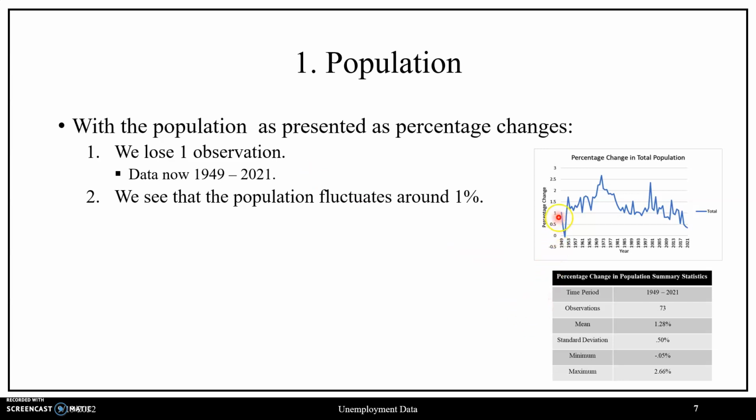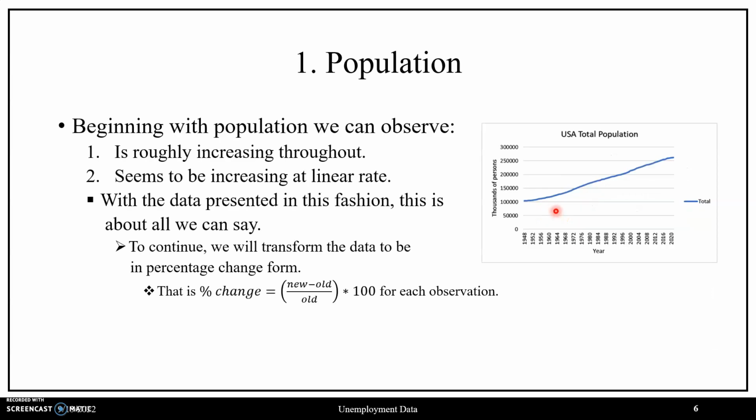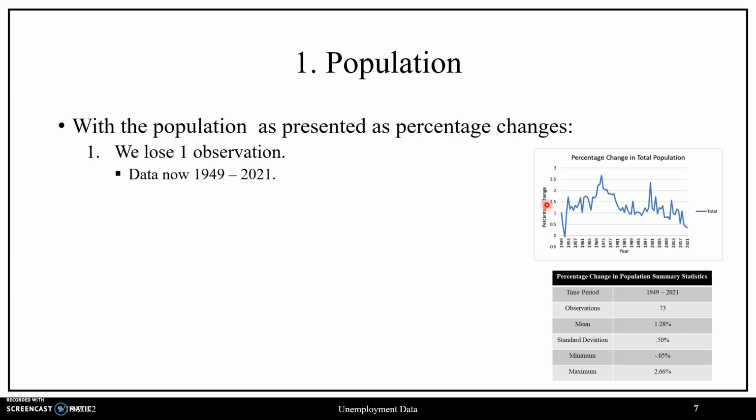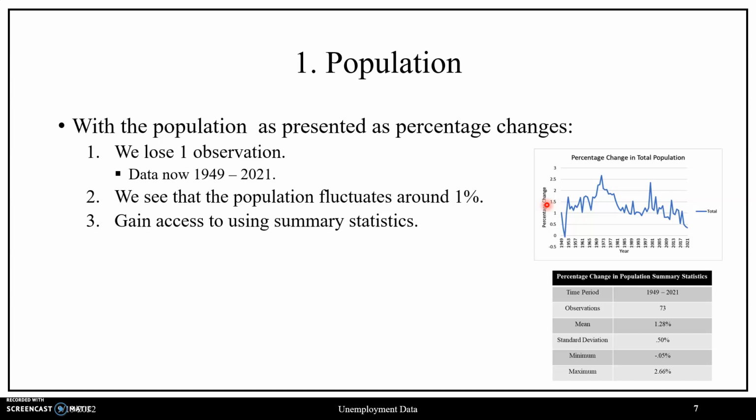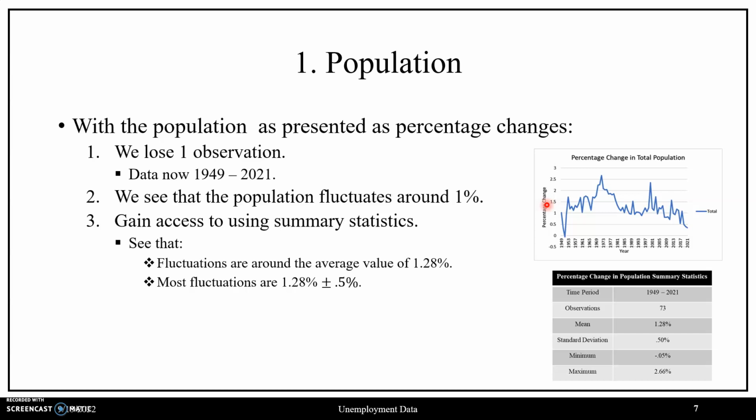Upon inspection, we do see that there are oscillations around the percentage change in total population, and that these fluctuations seem to be going about 1%. However, turning to our summary statistics, we can see that the mean value is 1.28%. So these fluctuations are oscillating around 1.28%, where in terms of our original run plot in which we saw the total population was roughly increasing throughout, what we can conclude is that on average, the United States is growing at a rate of 1.28% each year.